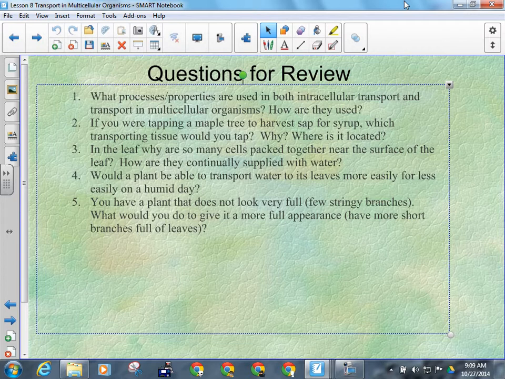All right. Would a plant be able to transport water to its leaves more easily or less easily on a humid day?